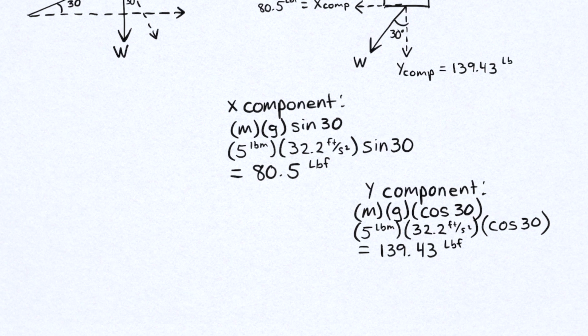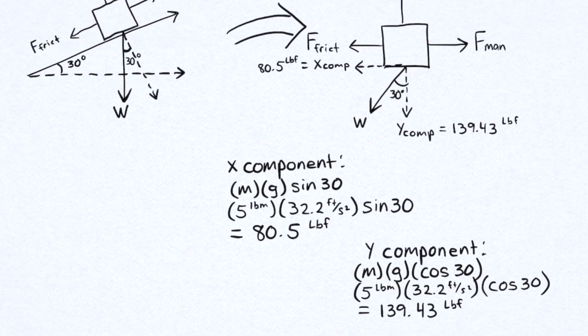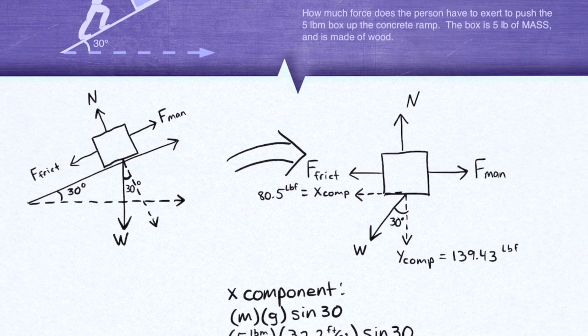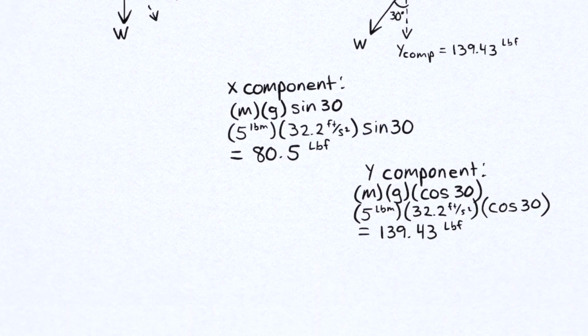139.43 pounds of force. Okay, so now we go back to the free body diagram. We have the x component labeled, we have the y component labeled. Next, we're going to solve for the force due to friction, which is going in this direction, because it's opposing the guy pushing it in this direction. So next, I'm going to solve for the force of friction.